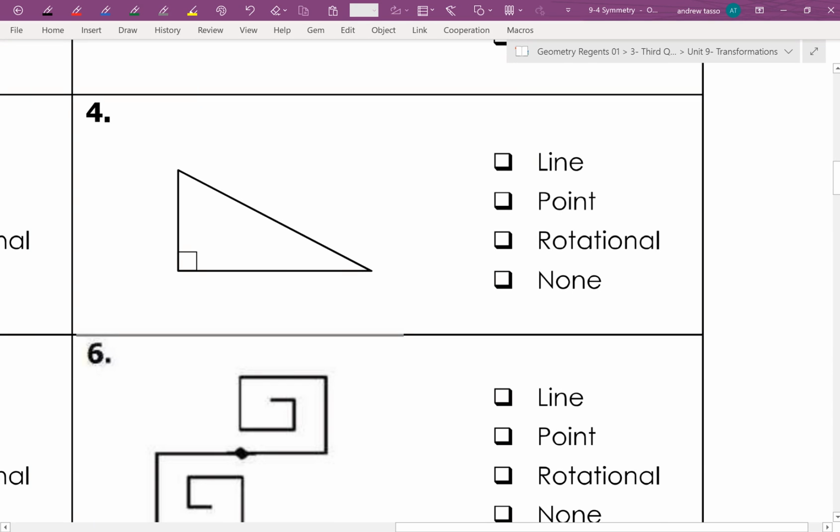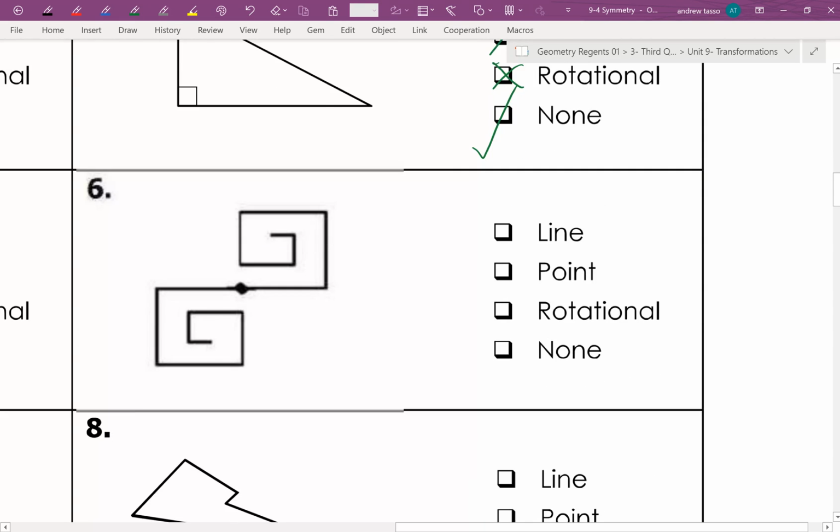Okay, so next one. Does this have any line symmetry? I would say it does not. And does it look the same upside down? I would say no, and no rotational. So this has no symmetries.